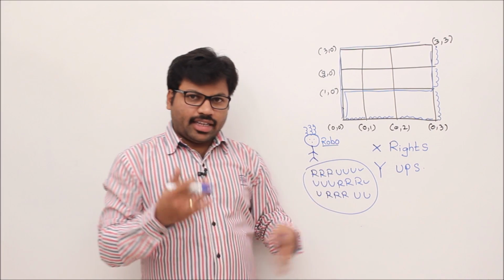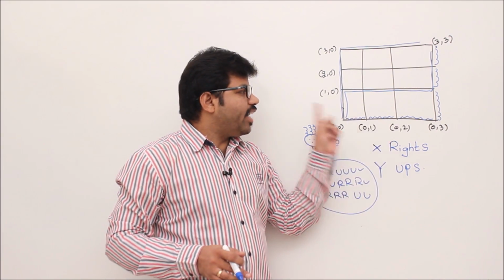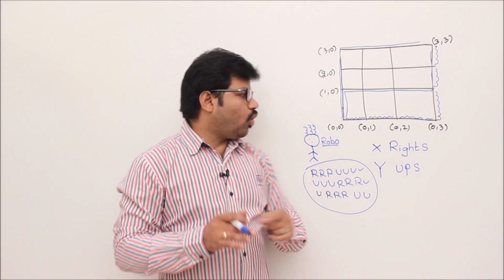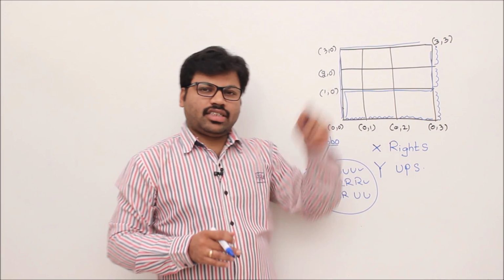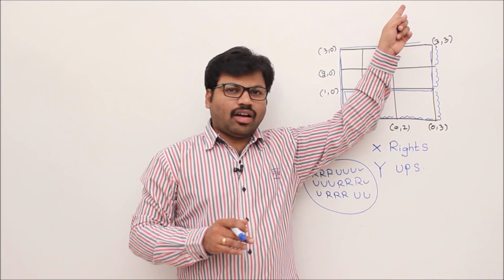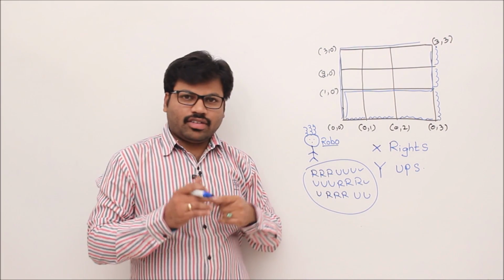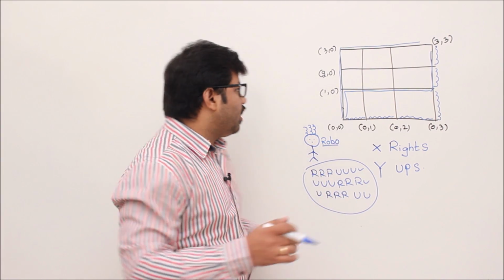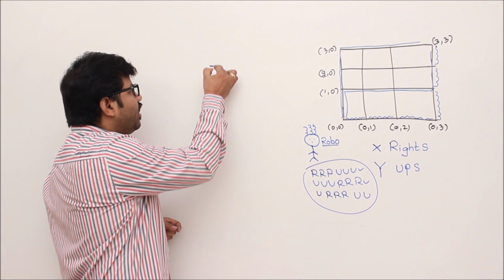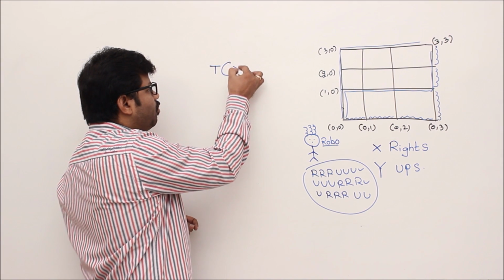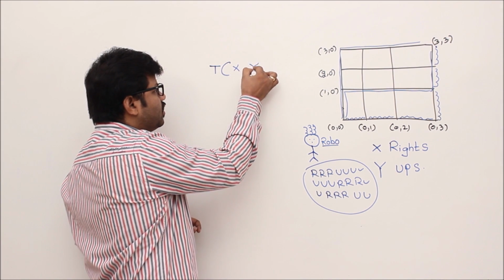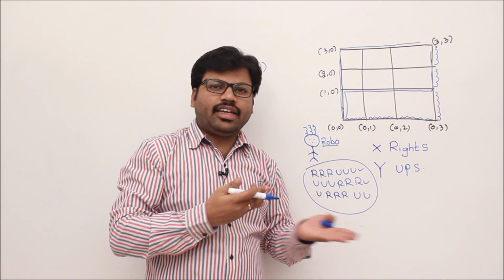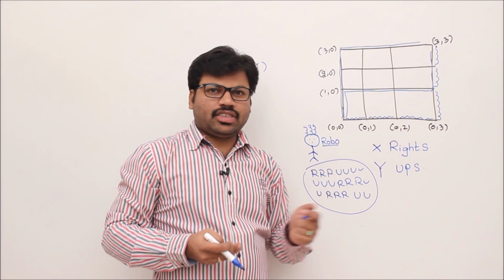Now let me generalize the problem. If you have x rights and y ups, then how many different ways can robo reach the destination? Again, the destination is at that opposite diagonal, right? So how many different ways can robo reach that point? Let me write a recurrence relation for it. Let me use 2 dimensions. The reason is our problem has 2 dimensions, isn't it? One is the right dimension, the second one the up dimension.